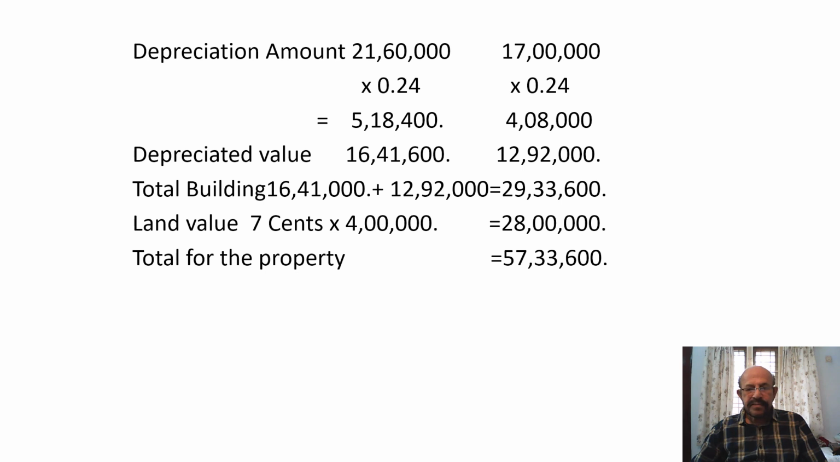Land value, 7 cents at 4 lakhs, is equal to 28 lakhs. So total for the property is equal to the land value for 7 cents plus the total depreciated value of the building, which is equal to 57 lakhs 33,600.